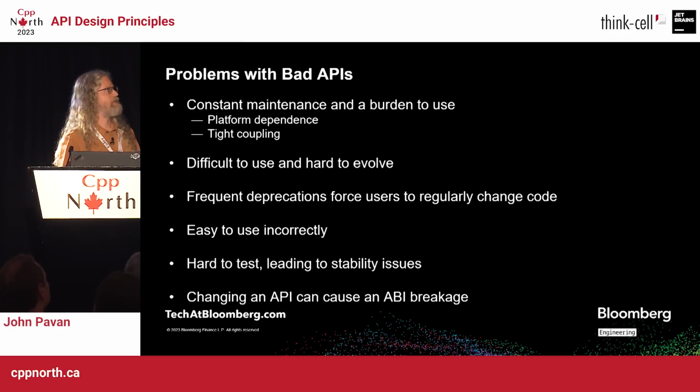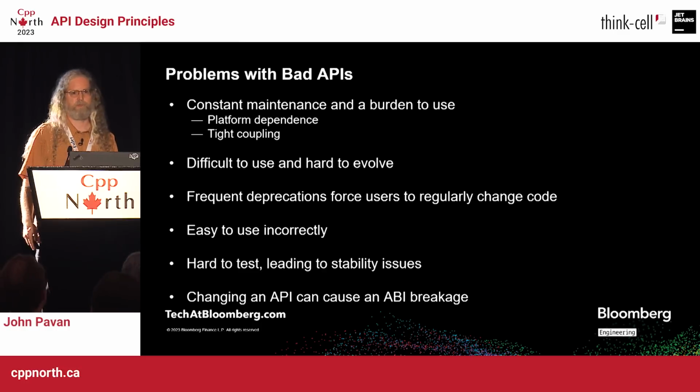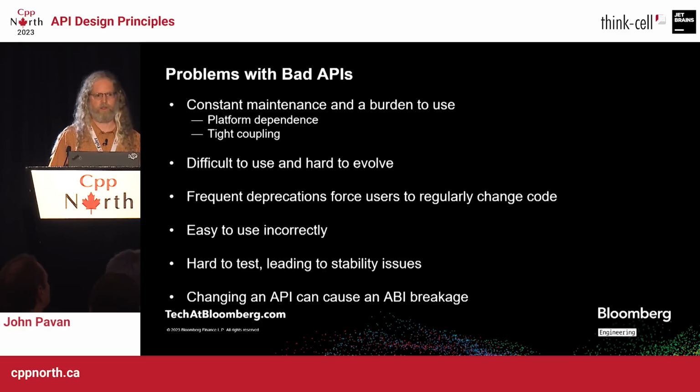Another characteristic of bad APIs is that they're difficult to use. It could be that you have to write large amounts of boilerplate code, or the language that they're written in doesn't match what other people who are familiar with the domain might actually be using. And therefore, you constantly have to look things up.